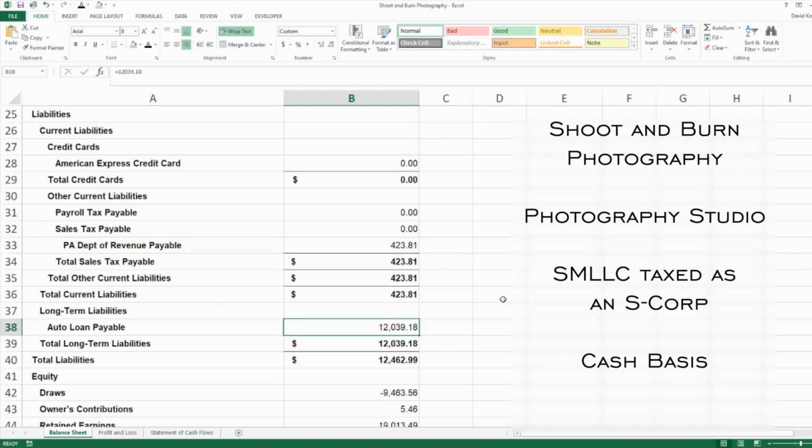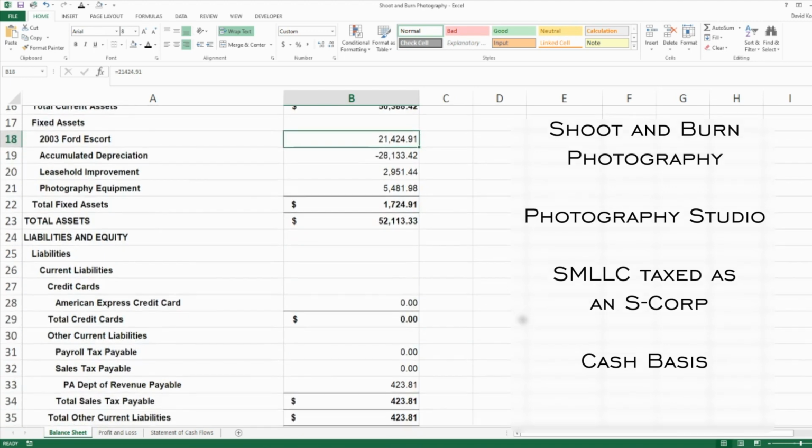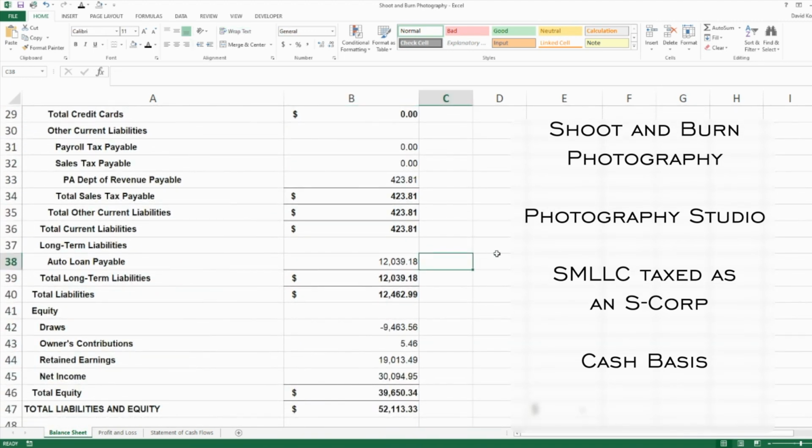So the only thing sitting in long-term liabilities is the auto loan payable. And this is for a company vehicle, the same vehicle that's up here, the Ford. This won't be paid off in the next year. This will be paid off in a couple of years. So that's why it's sitting in long-term liabilities, because this $12,000 shown as the auto loan isn't due within the next year.